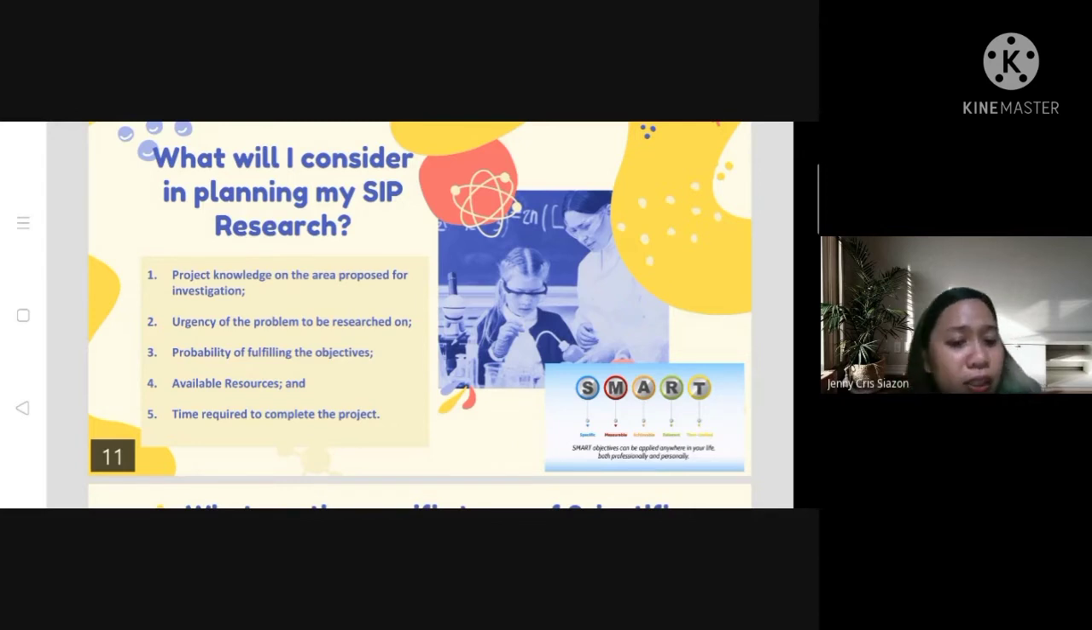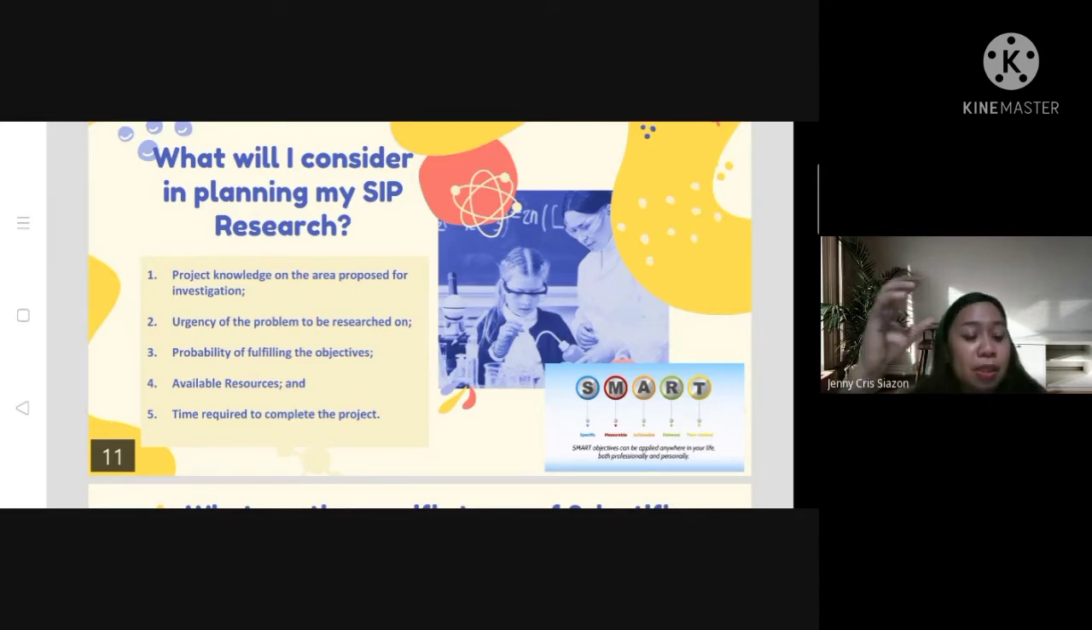So the third one is the probability of fulfilling the objectives. So tingnan mo ngayon kung kayang-kaya mo bang gawin ang iyong project. Okay? So you should consider the SMART objectives. Okay? You have to apply this in your life, no? For example, S stands for specific, M for measurable, A for achievable, R for relevant, and T for time limited. So tingnan mo kung kayang-kaya mong gawin ang iyong target objectives.